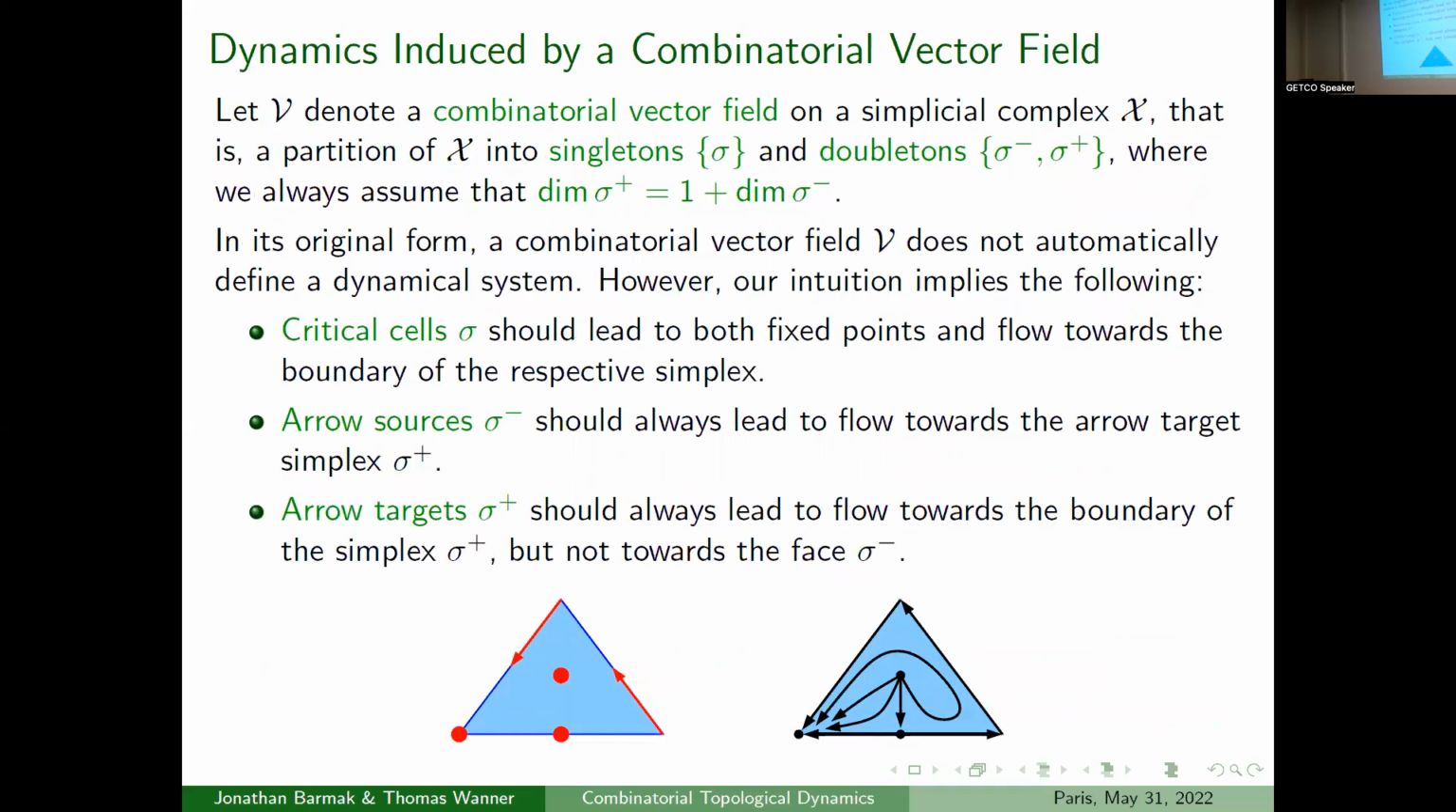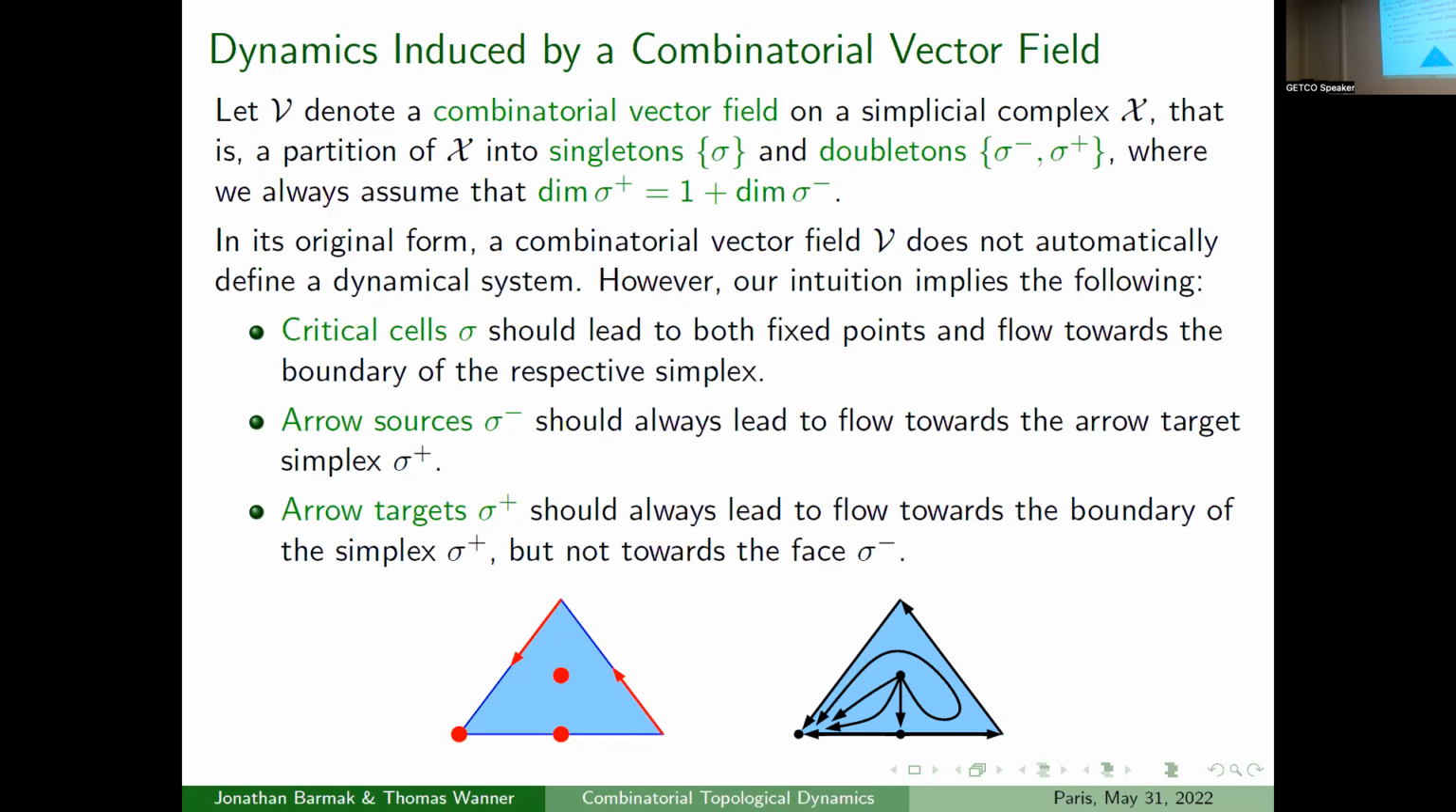So let me just try to move slowly towards defining what the dynamics should be in this setting. So we're given throughout the rest of this talk, V is going to be a combinatorial vector field, so it's just a partition of a simplicial complex. The singletons, those are going to be the critical cells. The doubletons, I'm always going to use this notation here, sigma minus, sigma plus. So the sigma minus is always the face part, the sigma plus is the co-face part. Sigma plus always has one dimension higher than sigma minus. So these are the arrows in the dynamical system, in the Forman vector field.